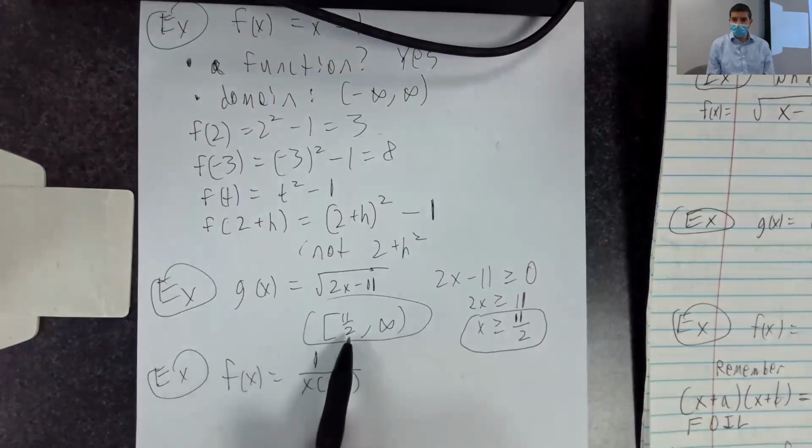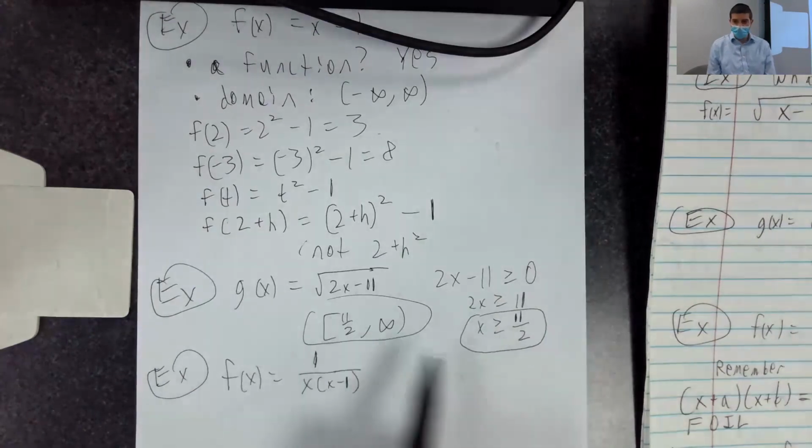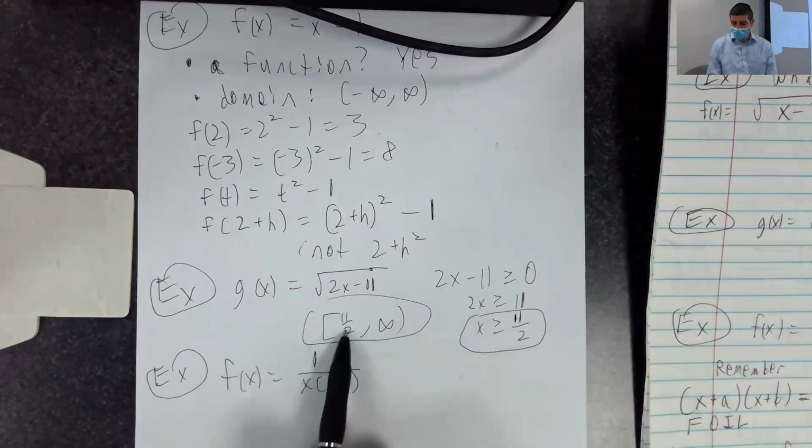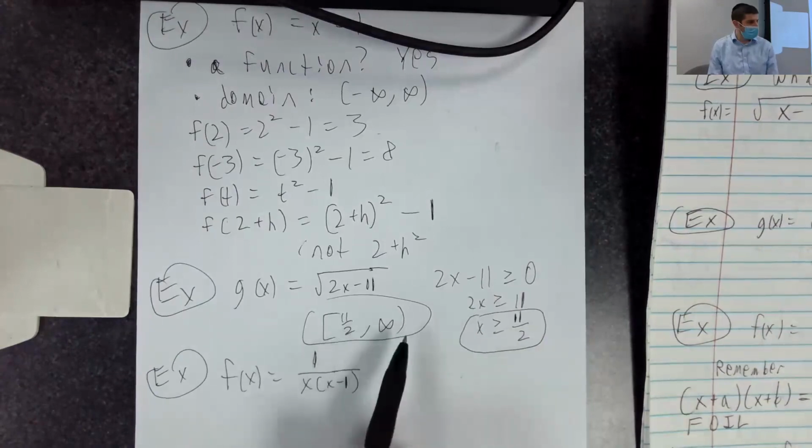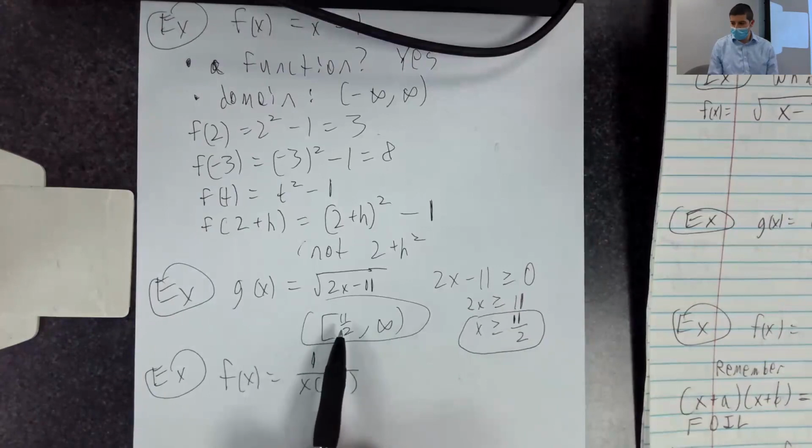Does that make sense, guys? Right, they represent the same. How would you write 11 over 2 in decimal? Yeah, you could write 5.5 to infinity. WebAssign will accept it as long as you're putting in the closed bracket. I mean the closed parentheses.